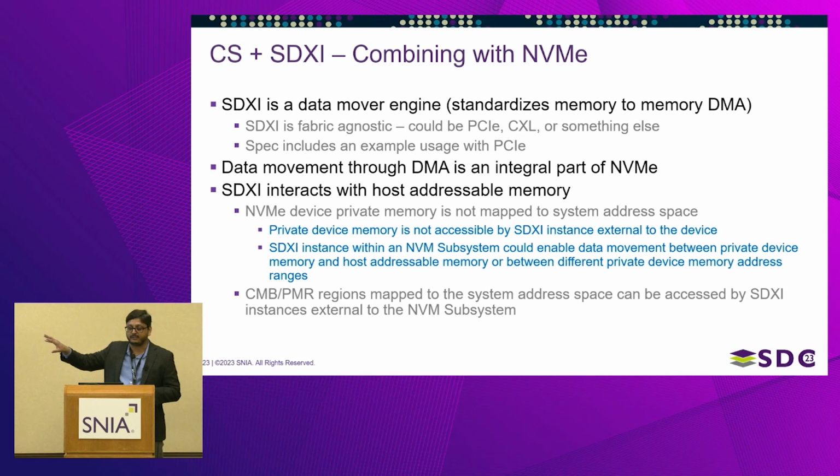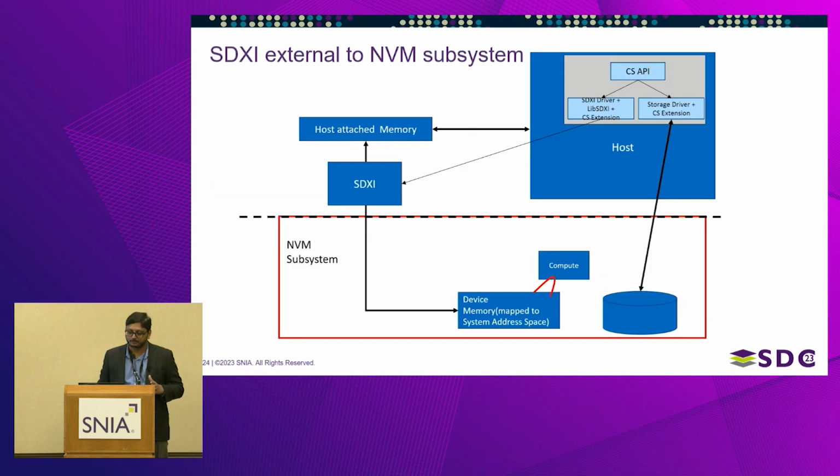If you had an SDXI instance external to the NVM subsystem, then it's fair game. You can move data between that CMB location and a host memory location, and you could be performing data transformations. So this is one example of, when Casablanca's last dialogue is, this is the beginning of a new friendship. This is the beginning of a new friendship with CS, computational storage, SDXI, and NVMe. So there are multiple ways that these technologies can complement each other.